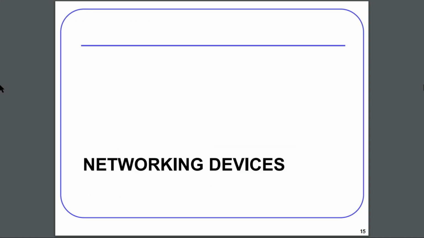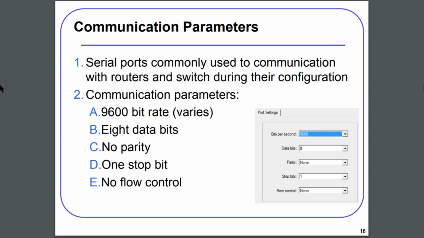In this slide, we can see the networking devices. The communication parameters: the serial ports are commonly used to communicate with routers and switches during their configuration. As you can see in the picture, there are options available in the port settings. Bits per second is 9600 bit rate, data bits is 8, parity is none, stop bits is 1, and flow control is none.